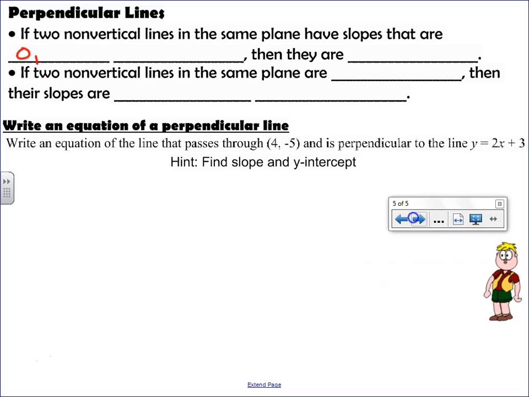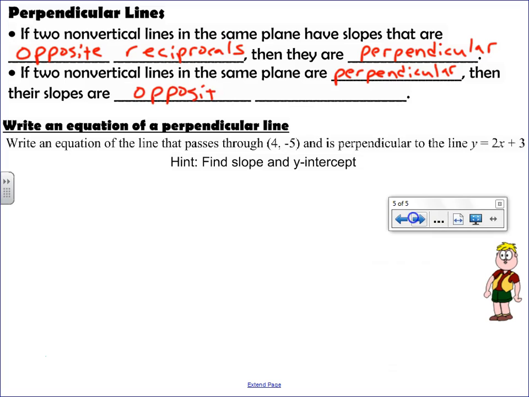So slopes that are opposite reciprocals, and if they have opposite reciprocals, they are perpendicular. The converse is also true. If two non-vertical lines in the same plane are perpendicular, then their slopes are opposite reciprocals.